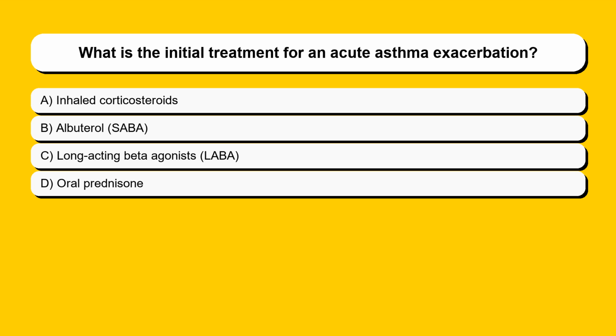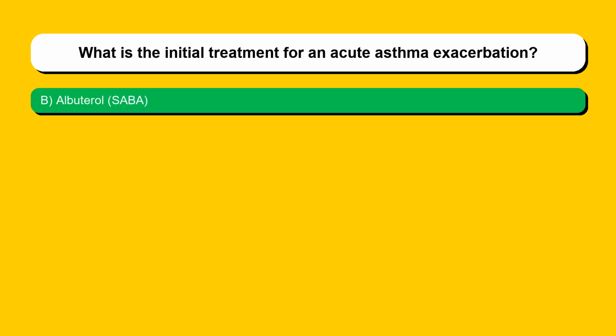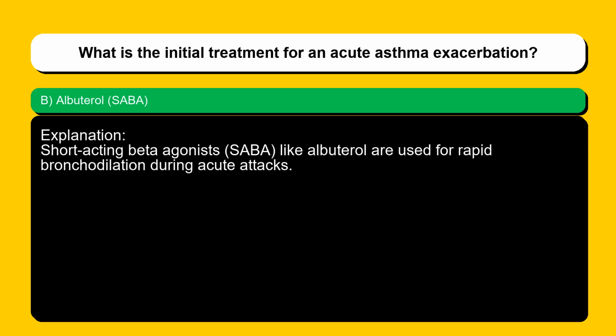Question 20. What is the initial treatment for an acute asthma exacerbation? Option A, inhaled corticosteroids. Option B, albuterol, SABA. Option C, long-acting beta agonists, LABA. Option D, oral prednisone. The correct answer is option B, albuterol, SABA. Short-acting beta agonists, SABA, like albuterol, are used for rapid bronchodilation during acute attacks.